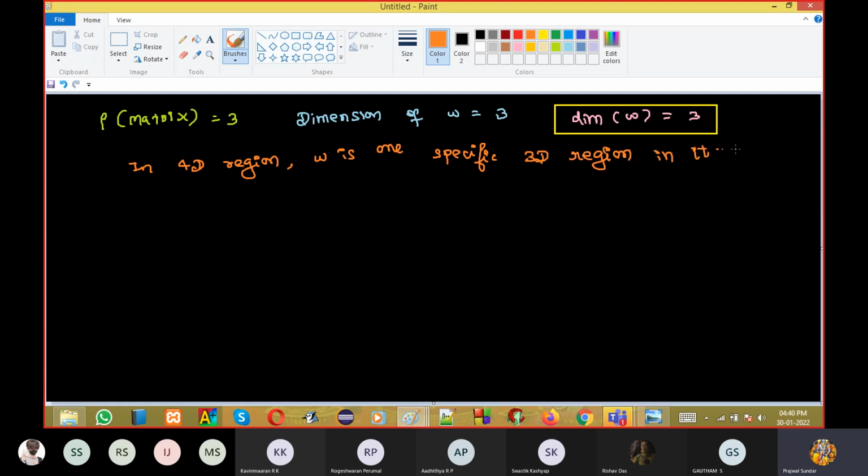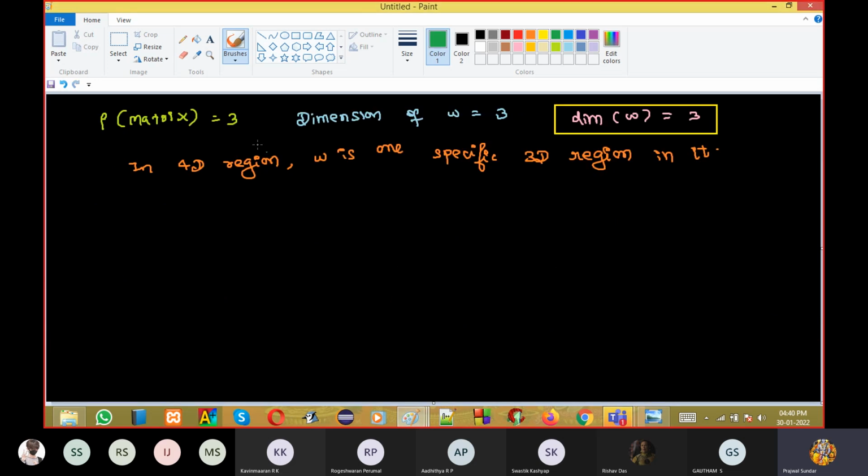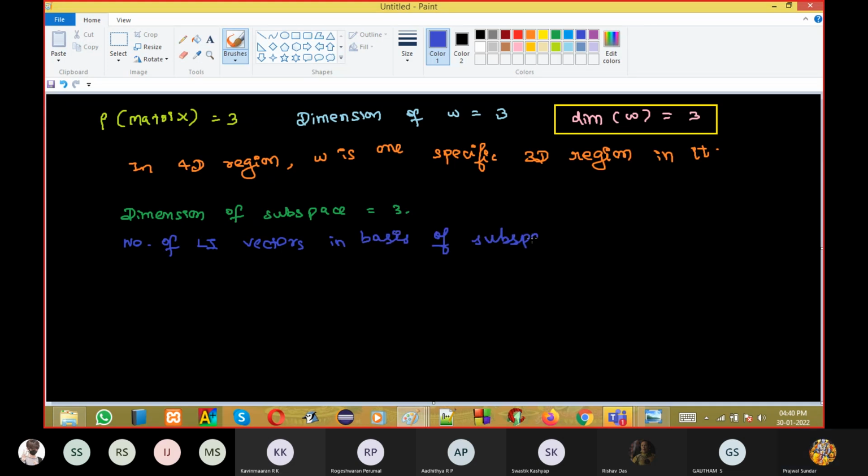Now they're asking you to find the basis of the subspace. Listen carefully. Find the basis of W. How to find the basis of W? Basis means I want the basis of the subspace. I know the dimension of the subspace is 3. So I can say the number of linearly independent vectors in the basis of the subspace will be 3. Right or not?